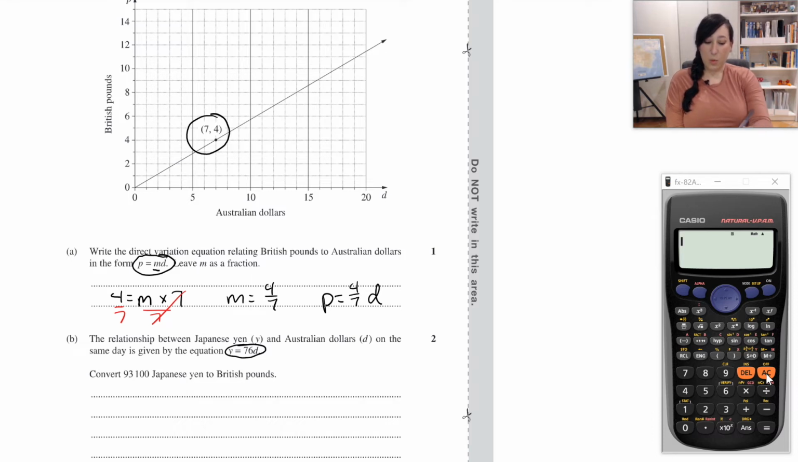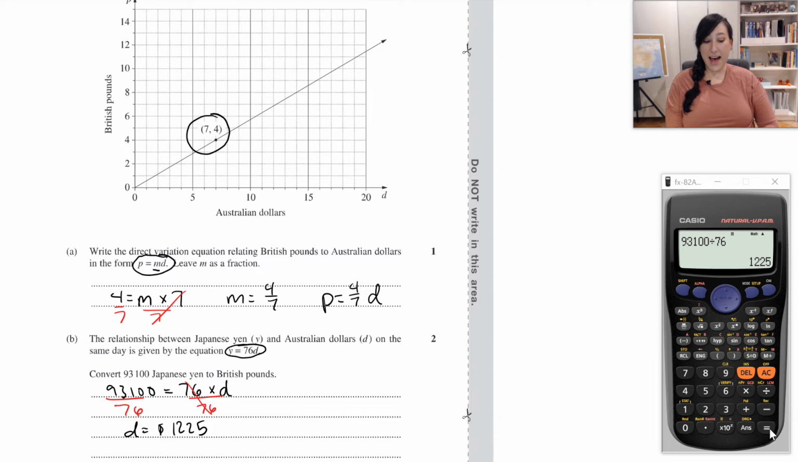So, we have 93,100 Japanese yen. So we can substitute that into Y and find D, Australian dollars. So to solve for D here, we just need to divide by 76. We get 1,225 Australian dollars.